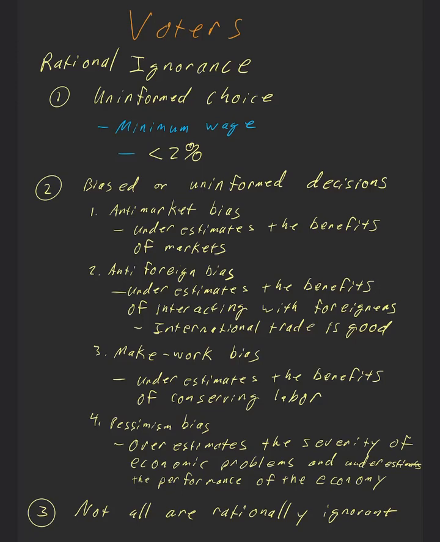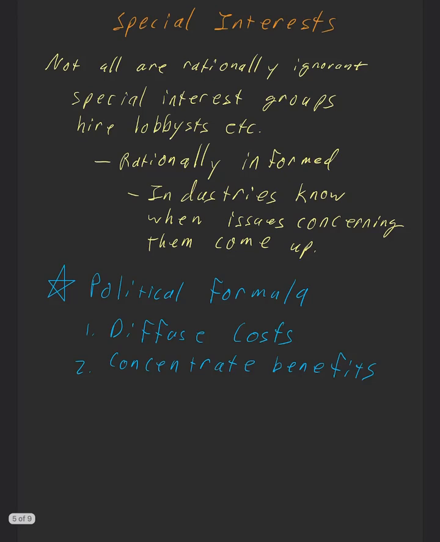The third problem with rational ignorance is that not everyone is rationally ignorant. In this case, we specifically mean special interest groups. Why are special interest groups not rationally ignorant, and how do we know that? It's because they hire lobbyists, and they work specifically to target when their issues are going to come up. Industries are rationally informed rather than rationally ignorant, and they take advantage of this by trying to shape policy.